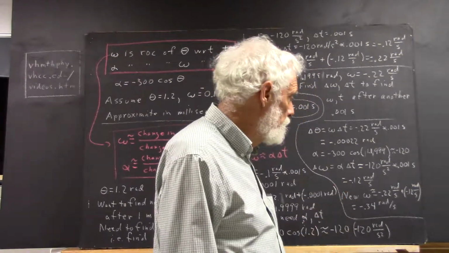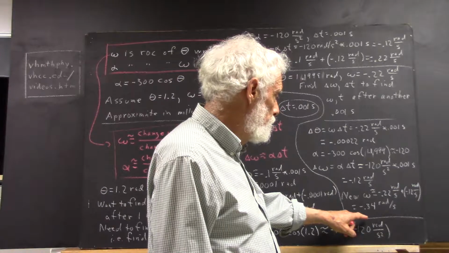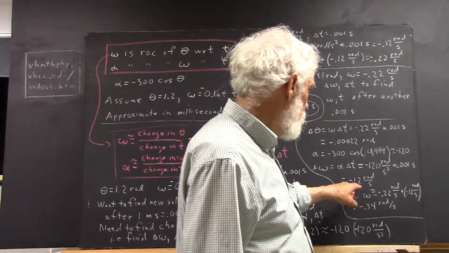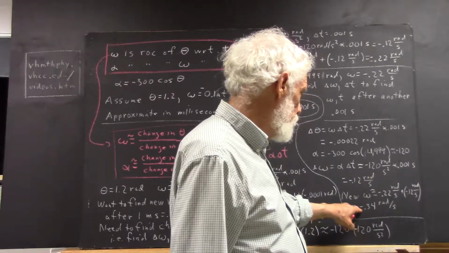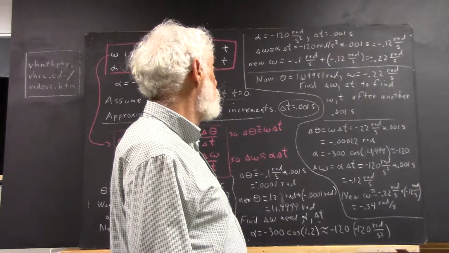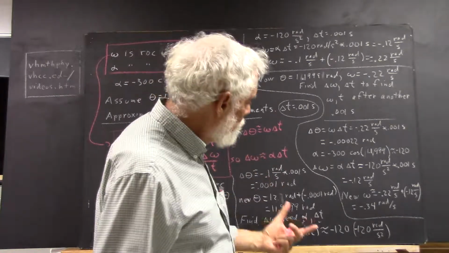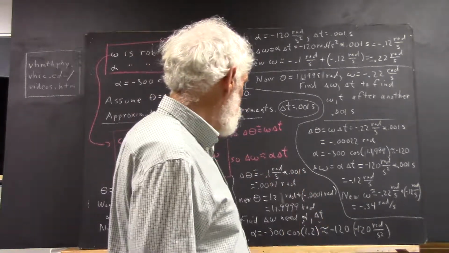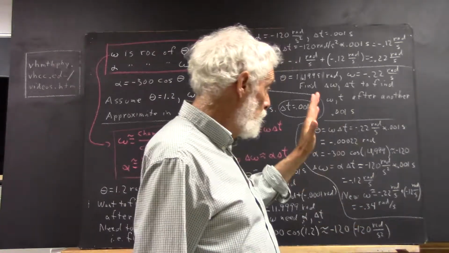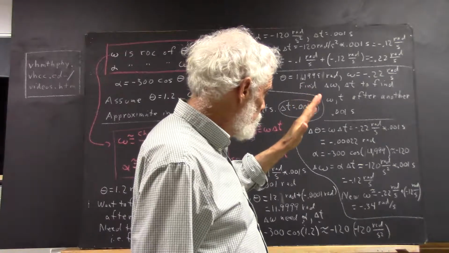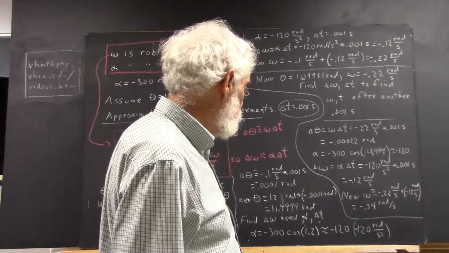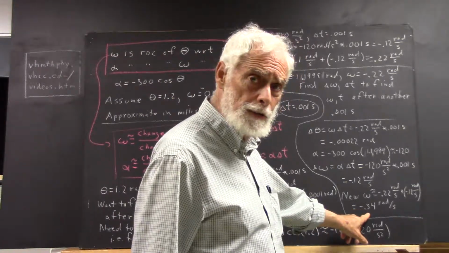In any case, here's our new omega. Okay? It's changed by 0.12 radian per second to negative 0.34 radian per second. So if we step back and look a little bit, we see that we're actually building kind of significant velocity here, 0.34 radian per second. Well, that's about this fast. It's already fallen about this fast, and it's going to keep falling faster and faster.